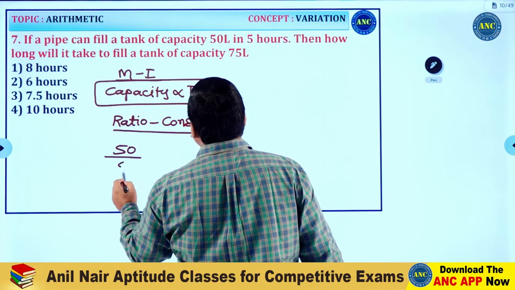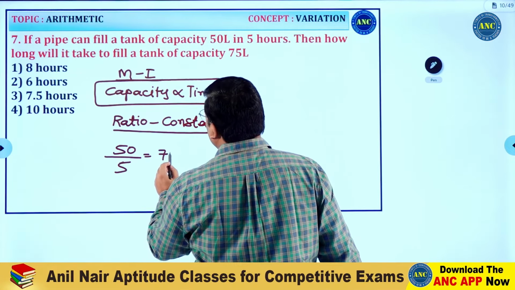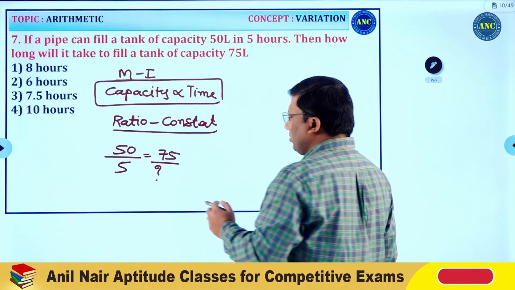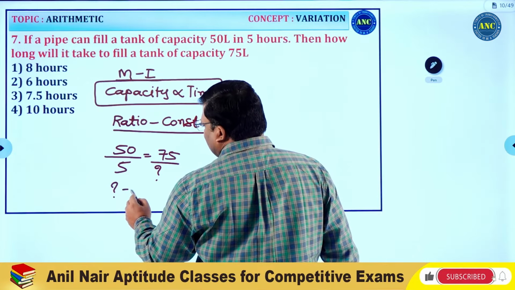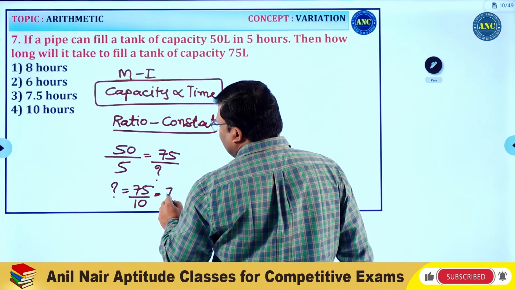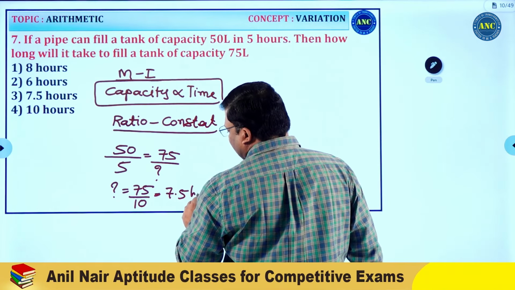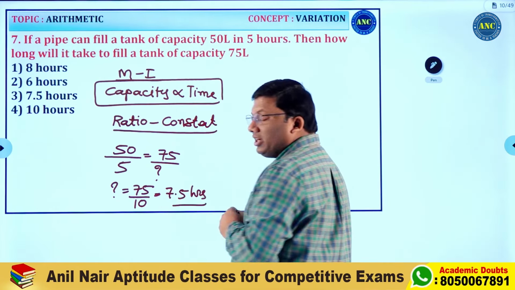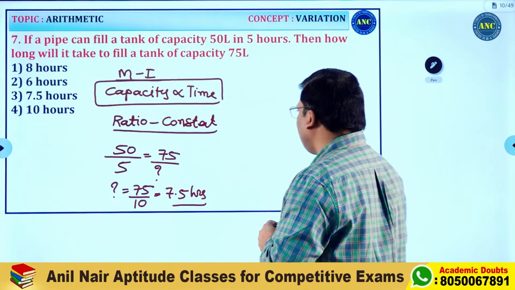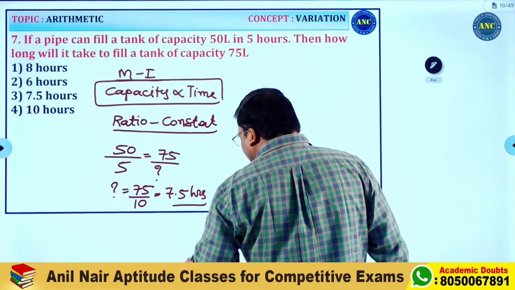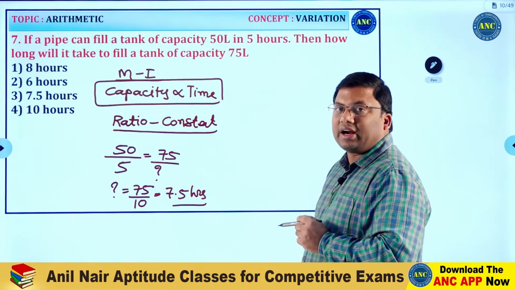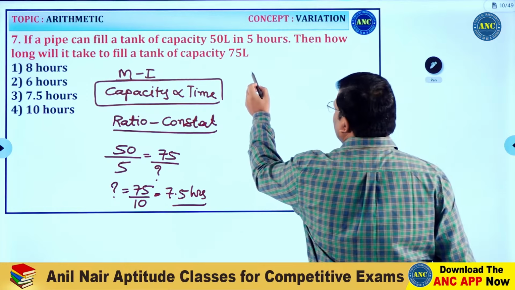50 by 5 is equivalent to 75 by question mark. Question mark is 75 by 10, which will be 7.5 hours. If the capacity is more, then the time taken to fill the tank will also be more. This is one way. Can I do it using rightmost non-zero digit or divisibility rule?